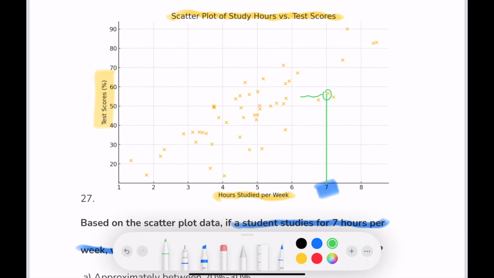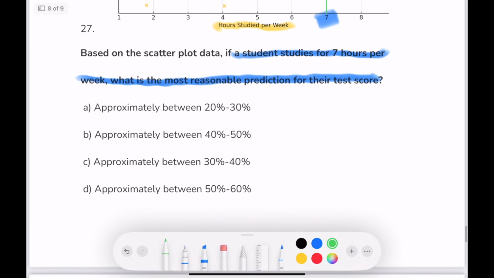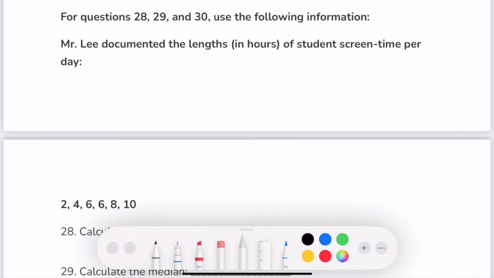So let's just kind of draw another line. And boom. Now I noticed that it's between 50 and 60, and I also noticed that the answers are approximate. So between 50 and 60, we got it. Nice. There we go. All right, now moving on to questions 28, 29, and 30.